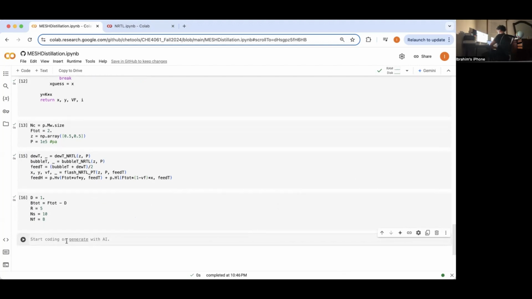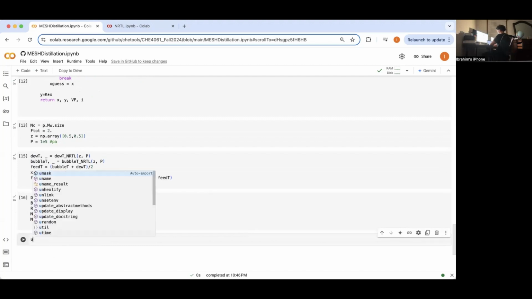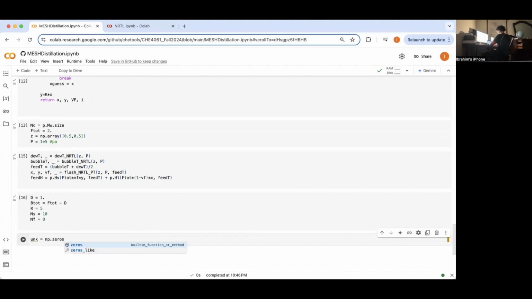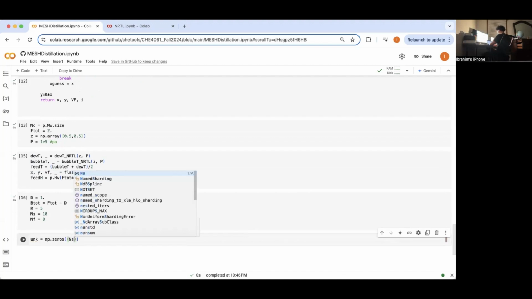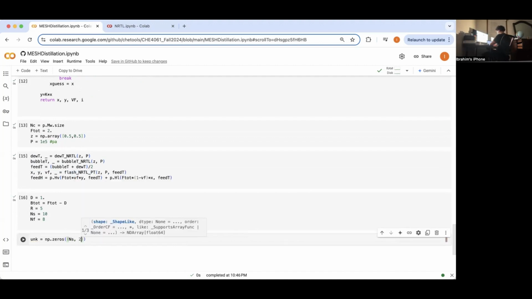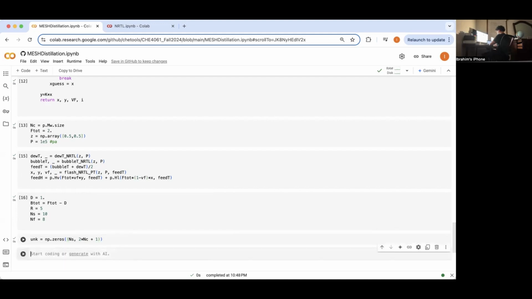All right, so we're now going to want to set up our unknowns. We define it as unc, and that's going to be equal to MP dot zeros for our number of stages, NS, and then 2 times our number of components plus 1. Shift enter that.